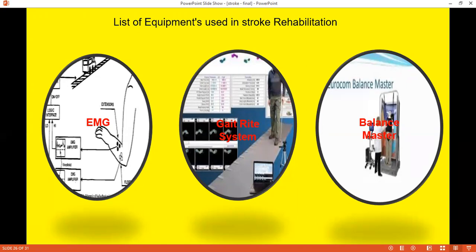Another one is the balance master. There is a system where the patient stands on a plate. On that plate you can apply a force, and there is a challenging task to perform. This will enhance balance, which will improve the balance of hemiplegic patients or stroke victims.